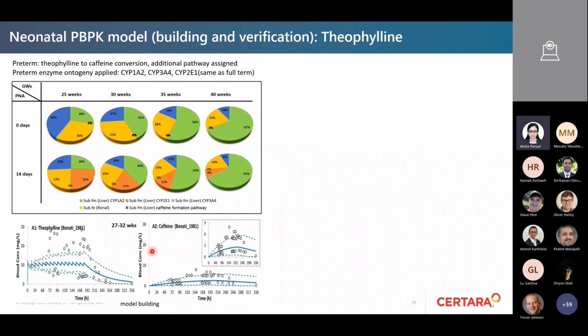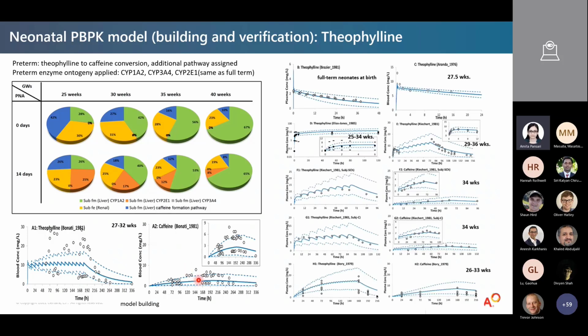The data prediction is provided here at different gestational weeks. To build the model for the theophylline in preterm infants born at 28, 32, or 38 gestational weeks, basically this PBPK model was developed in the neonate, showing the exposure for the theophylline and the formation of caffeine. And this was further verified utilizing the several clinical studies given in the lactation model.